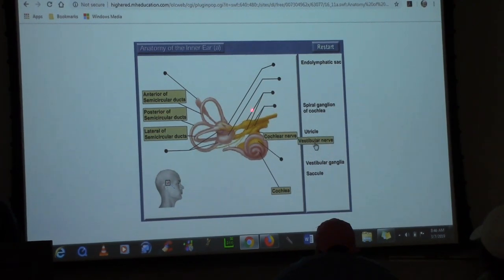Vestibular nerve. Which one? Yeah, let's try that one. Okay. Vestibular branch of the vestibulocochlear nerve.